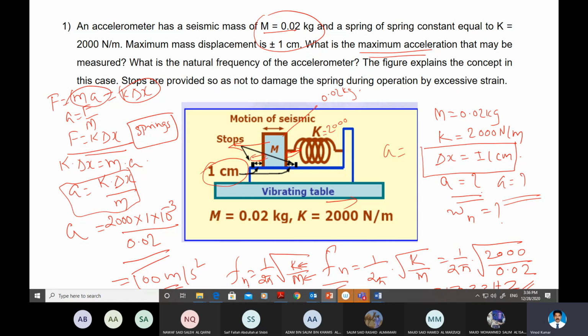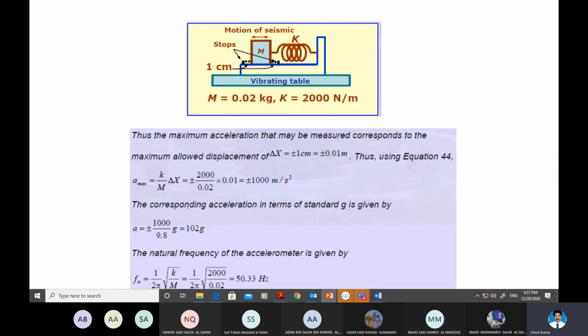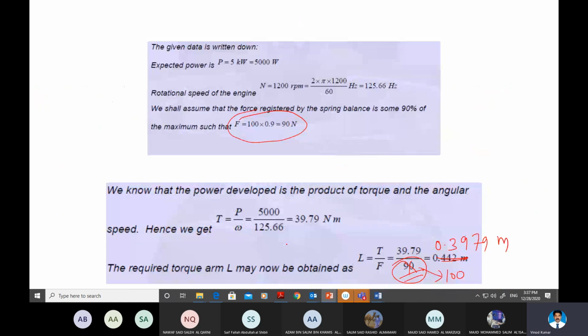Natural frequency can be calculated using the principle of vibrations. So 1 over 2 pi square root of k by m. K is the spring constant, m is the mass. Just key in the values directly, you will get the natural frequency in hertz. The answers are given here, k delta x over m. From here you get acceleration, and from here you get the natural frequency. Okay.